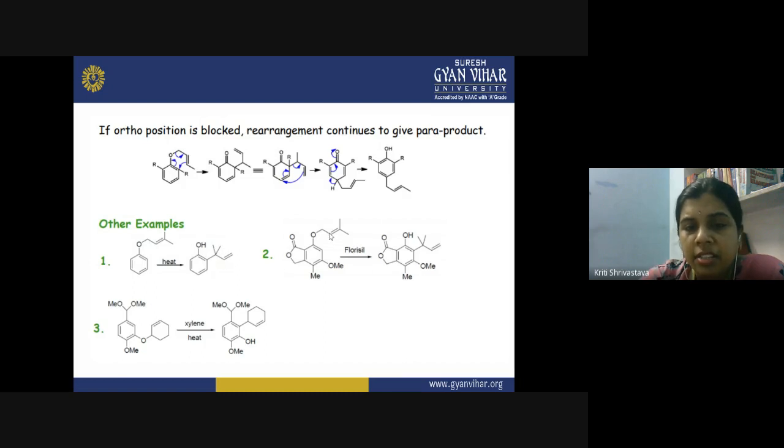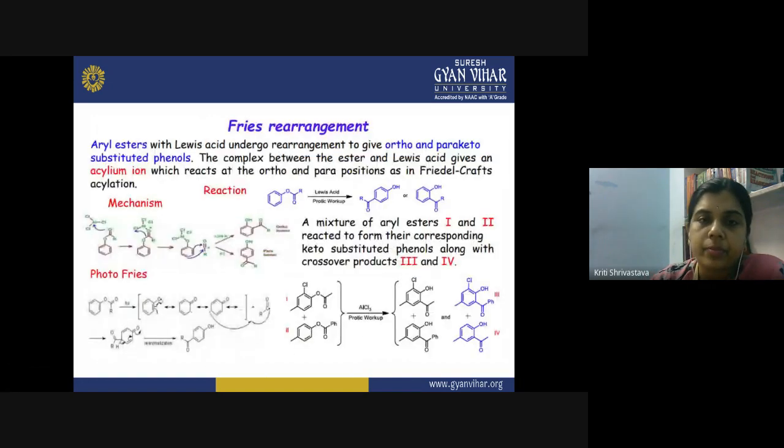Again, let us see, this is 1, 2, 3 and 1, 2, 3. So your product will come here at this position. Similarly, all of them are showing the 3-3 sigma tropic shift. Then we have Fries rearrangement.